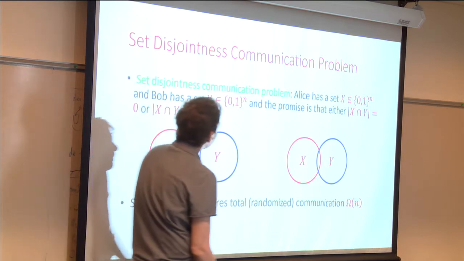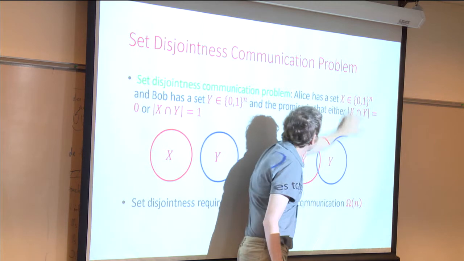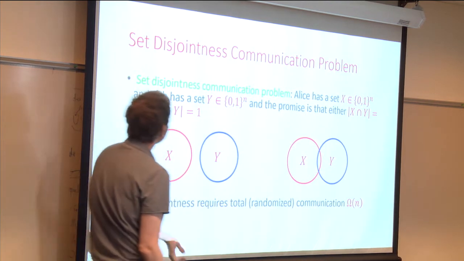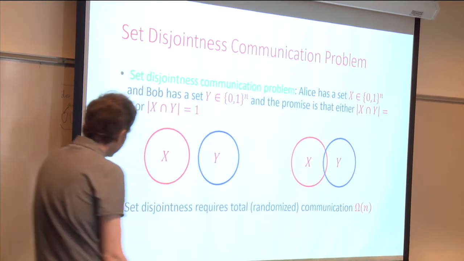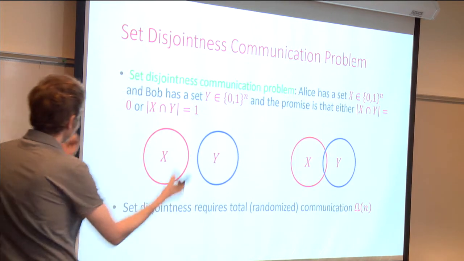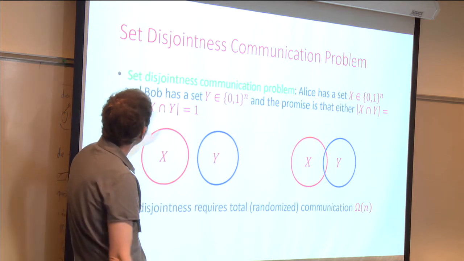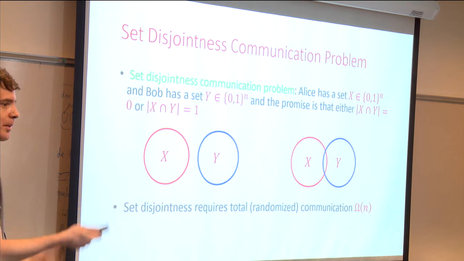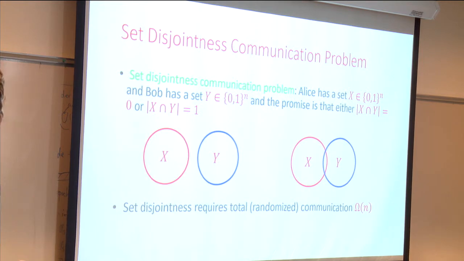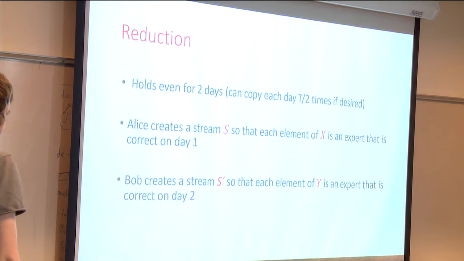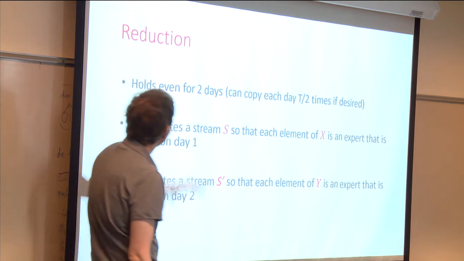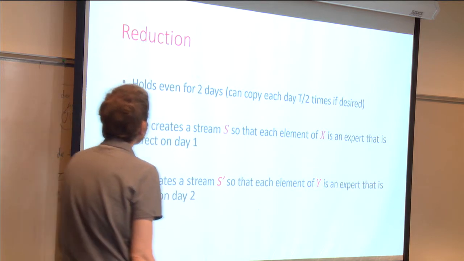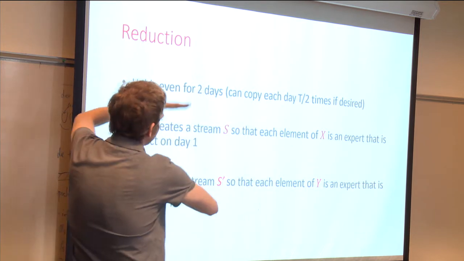So Alice has this set X, represented as a characteristic vector, a subset of n items. Bob has a set Y, and they're talking to each other, and either the sets are disjoint or they uniquely intersect. This requires Ω(n) randomized multi-round communication. And what is the reduction? The Ω(n) hardness holds already for 2 days. But you can also make it hold for t days just by copying each day t/2 times.